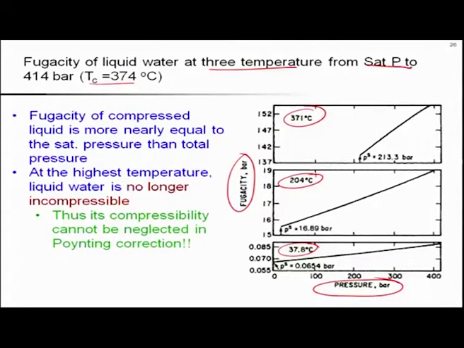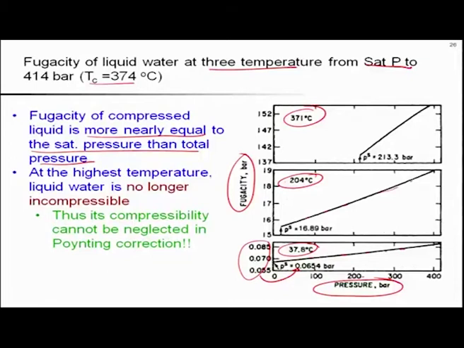Now what you can notice is that in this case these are all compressed liquid data, from here to here. So at lower temperature the fugacity of the compressed liquid is almost or nearly equal to the saturation pressure. Let me just restate this. So this is the fugacity here. The fugacity of the compressed liquid is more nearly equal to the saturation pressure than the total pressure. We can see this statement very clearly. For example, this is the fugacity, and it is closer to this saturation pressure than to the pressures here.